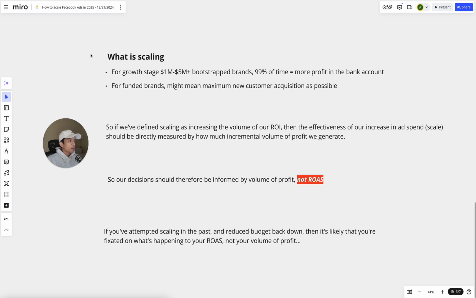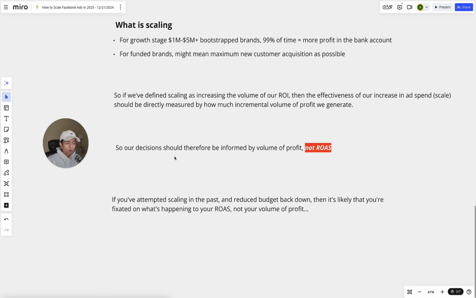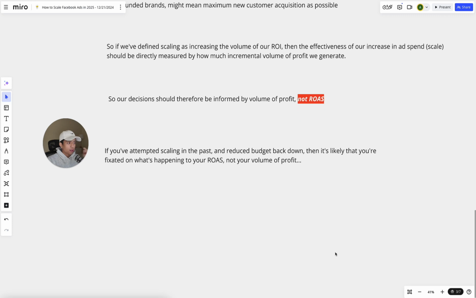So the effectiveness of our increase in ad spend should be directly measured by how much incremental volume of profit we generate. Therefore, our decisions should be informed by the volume of profit, not the return on ad spend. And if you've attempted scaling in the past and reduced the budget back down, then it's likely that you're fixated on what's happening to your ROAS and not your volume of profit.